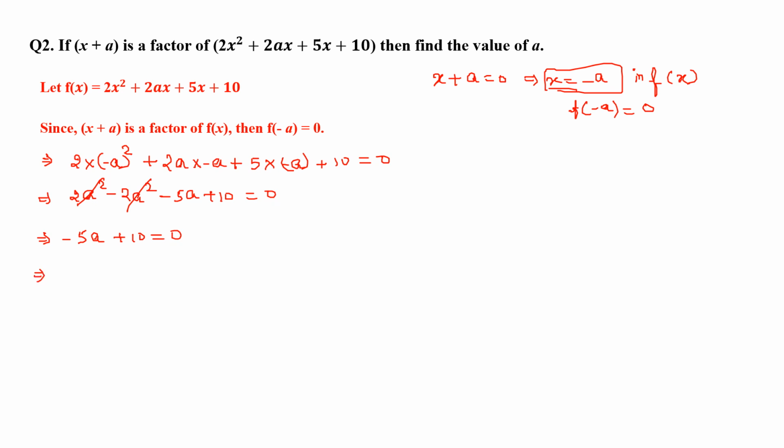Now I am transposing 5a to the other side. So 10 is equal to 5a, and the value of a will be 10 by 5, which is equal to 2. So the value of a is 2.